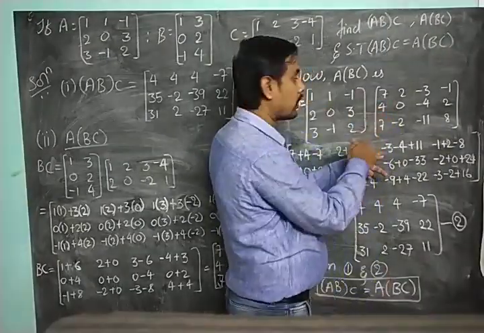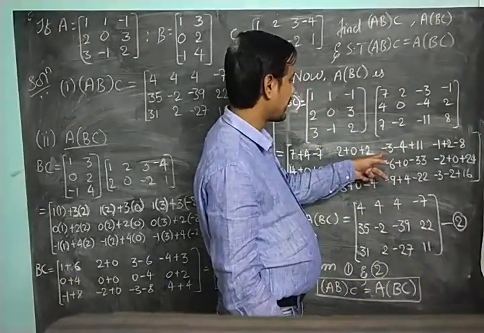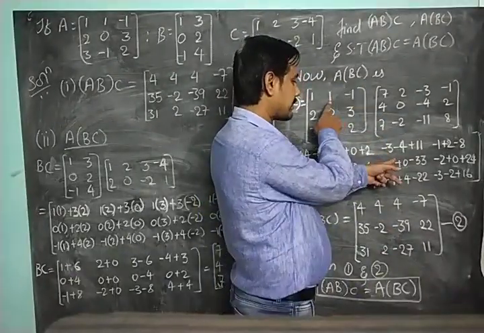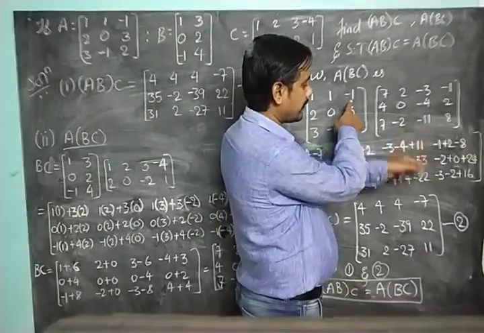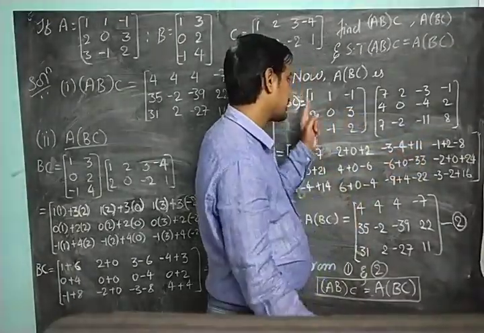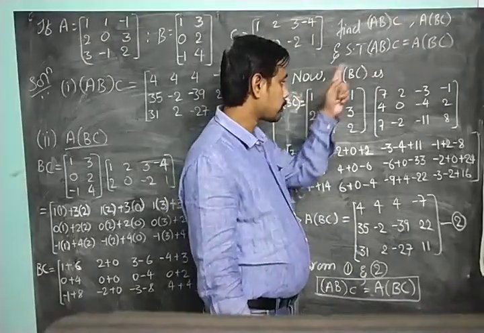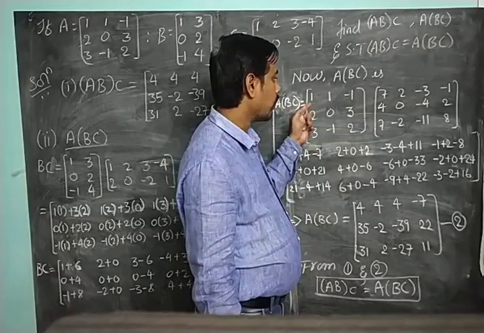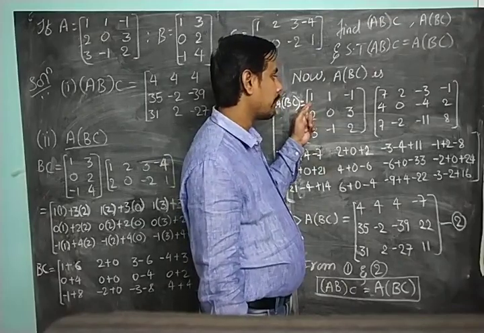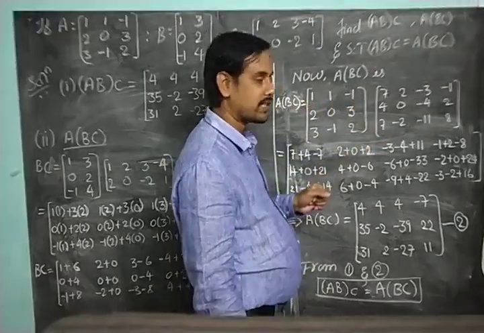And first row with third column, 1 into minus 3, minus 3, 1 into minus 4, minus 4, minus 1 into minus 11, it is plus 11. Similarly, first row with fourth column, 1 into minus 1, minus 1, 1 into 2 is 2, and minus 1 into 8 is minus 8.